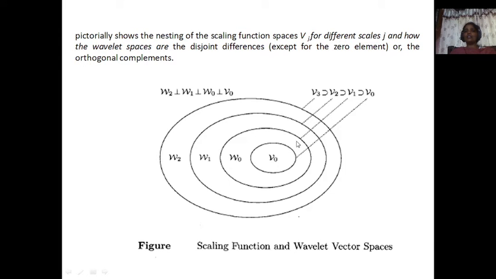Just by looking at the spaces spanned by V0 and V1, there exists a certain difference between V0 and V1. That means V1 is a superset, V0 is a subset. The difference, or orthogonal complement, between V1 and V0 is notated as W0. That is the meaning. In a similar way, W1 and W2 are defined. Here also we are mentioning one more time, W2 is orthogonal to W1, orthogonal to W0 and orthogonal to V0.